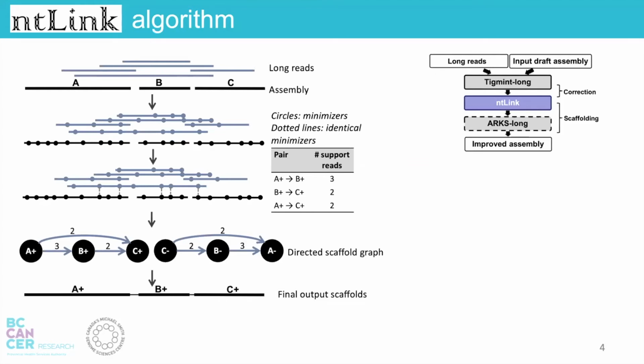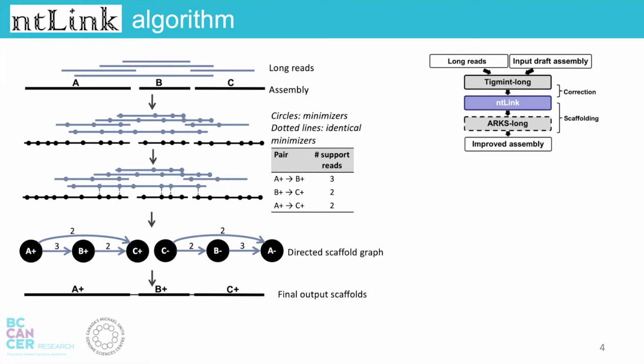Now diving into some details of the NT-Link algorithm. The inputs are your long read evidence and the assembly that you're hoping to improve using those long reads. The first step is generating the ordered minimizer sketches that I just described. Here I'm representing minimizers with those circles. Those sketches are used to perform a lightweight mapping between the long reads and the assembly, and this is done for each long read. Starting with the bottom long read in the third step, you can see that the identical minimizers are indicated by those dotted lines. From those minimizer mappings, this long read is giving evidence that A should be followed by B in the positive orientation, B followed by C, and also transitive information that C should come sometime after A. This information is tallied for all of the long reads.